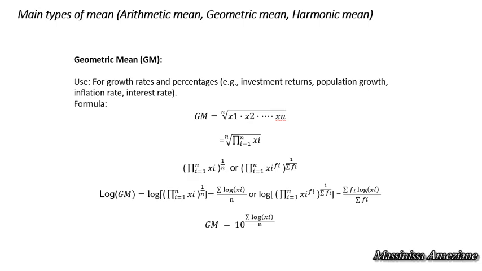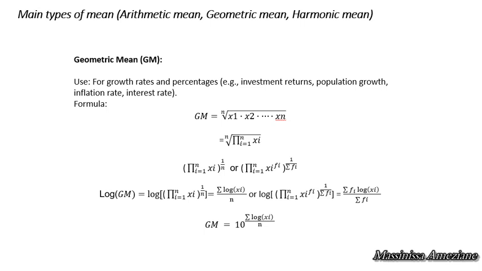For the geometric mean, first I will give you the formula, and after that I will try to explain from where we got this concept of geometric mean. Geometric mean is used for growth rates and percentages. Examples: investment returns, population growth, inflation rate, interest rate. Whenever you see something growing compoundly, you have to use the geometric mean. So first I will give you the formula.